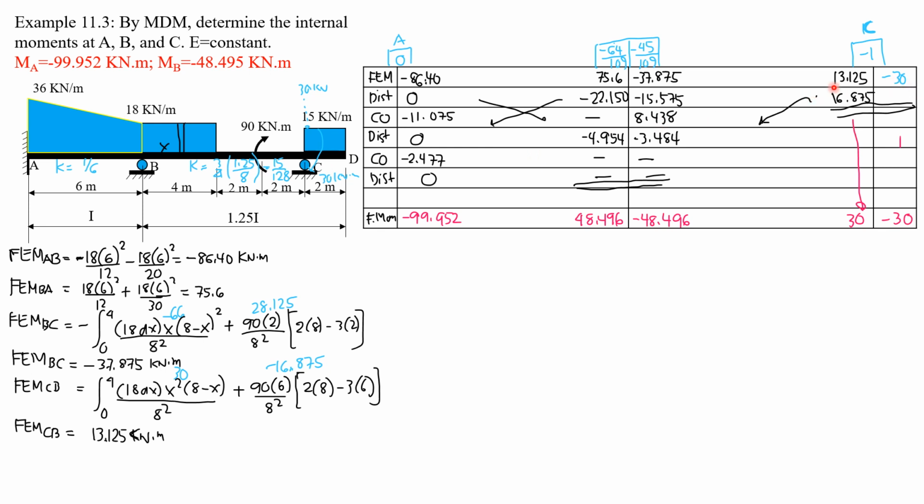And of course, moment CD is negative 15 times 2 times 1. So negative 30. The next row is we have to distribute the unbalanced moment.